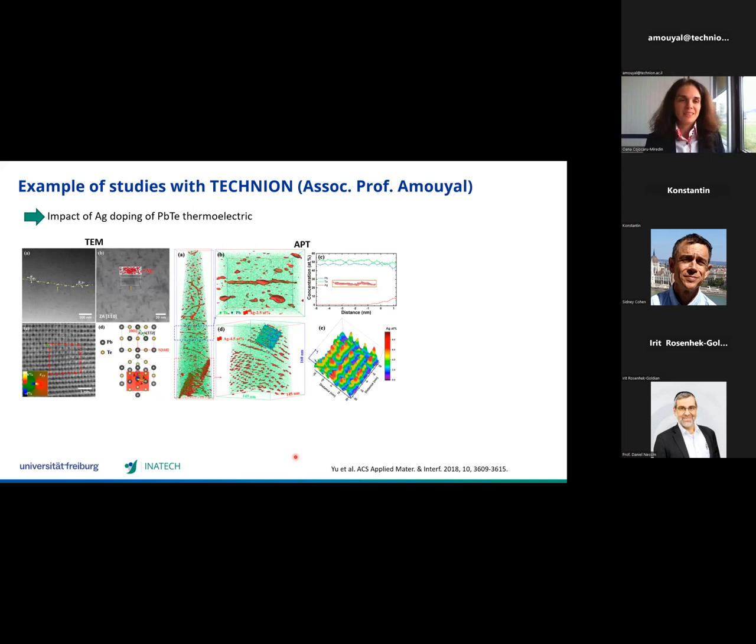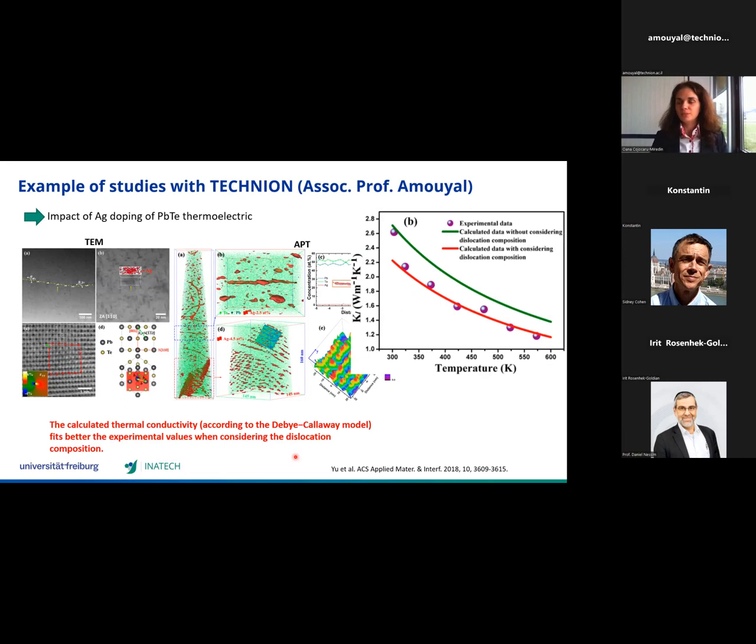Okay, this shows already that silver is accumulated at the dislocation. It's nice, but is this relevant for science? And the answer is yes. For thermoelectrics, nanostructuring has been used to reduce the lattice thermal conductivity, this parameter here, and it has been observed that inserting silver helps to reduce it. We also measured it: these pink dots are the experimental data for the measured lattice thermal conductivity at different temperatures.